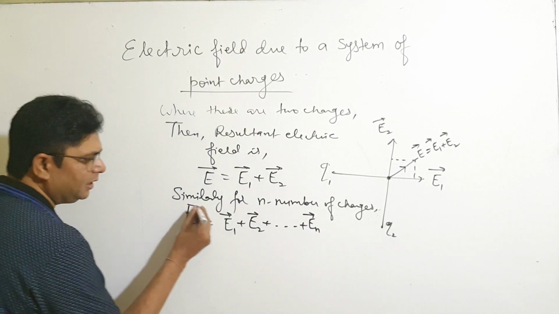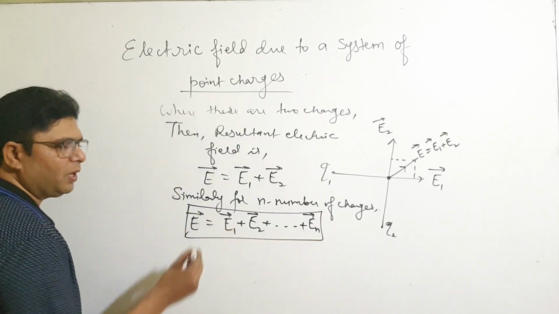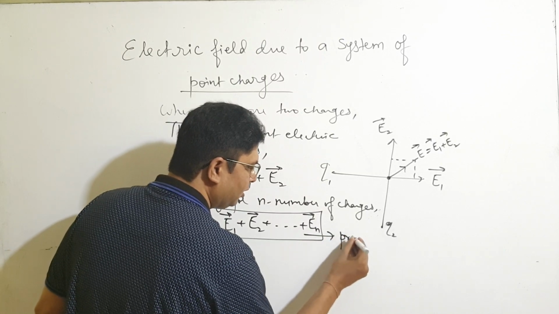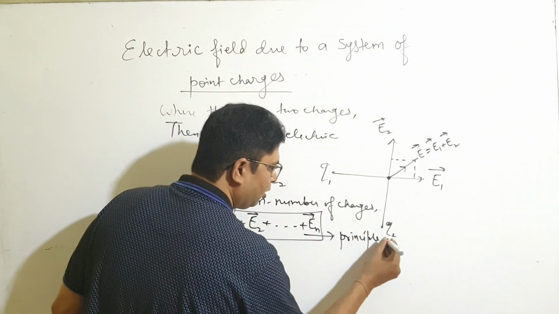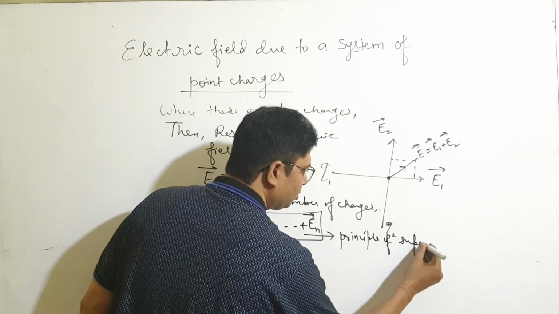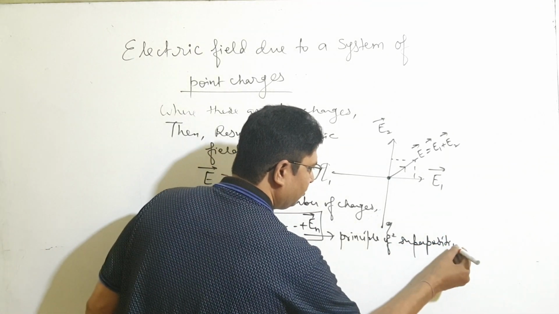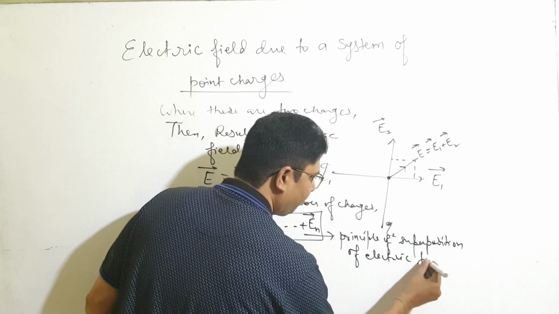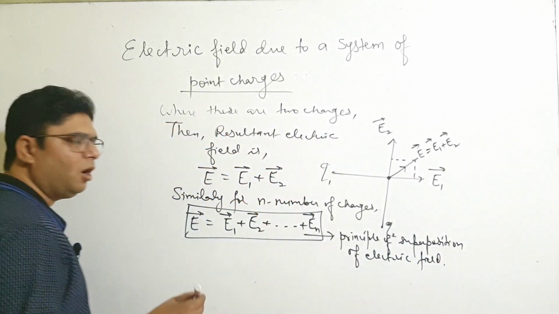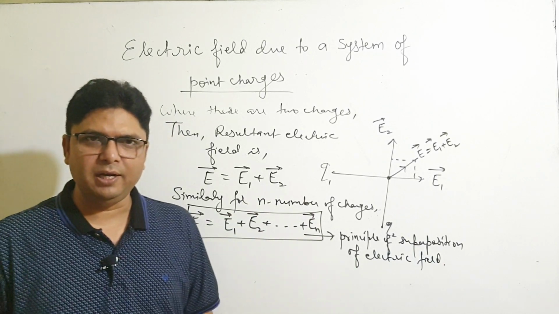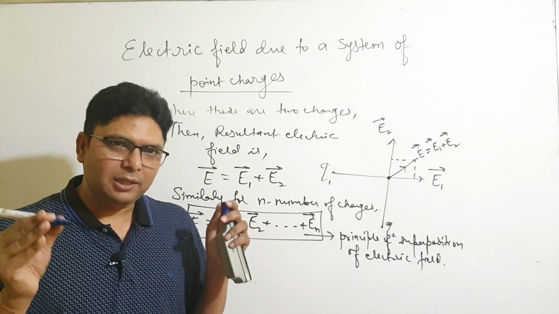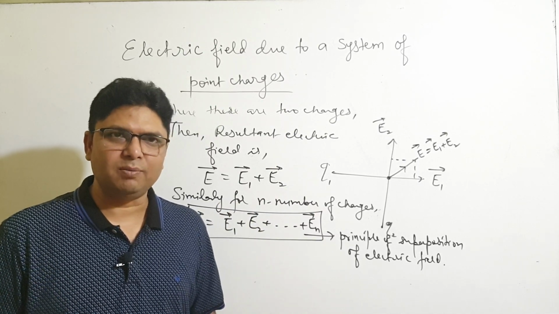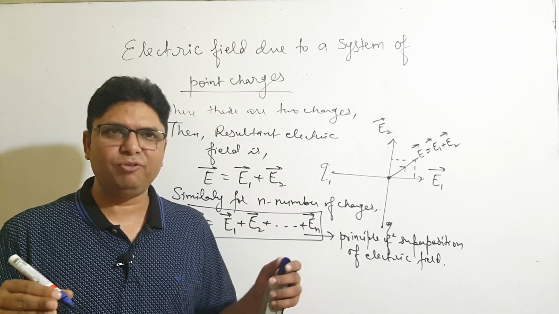Do you know this is known as the principle of superposition of electric field? Principle of superposition of electric field says that the resultant electric field at a point is the vector sum of the individual electric fields.